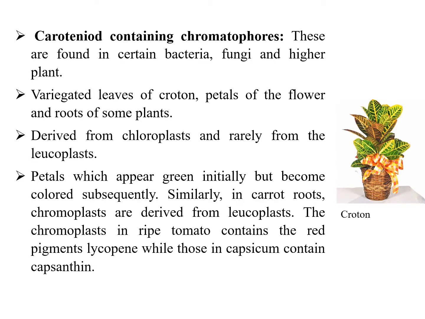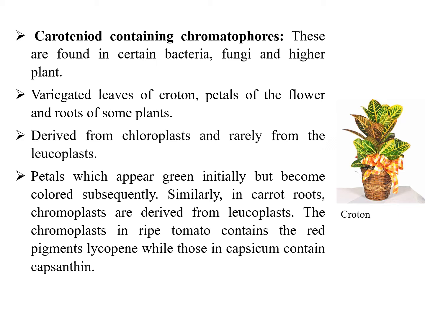Carotenoid-containing chromatophores are found in certain bacteria, fungi, and higher plants. In higher plants, yellow, orange, and red carotenoids are present in parts such as variegated leaves of Croton, petals of flowers, and roots of some plants. These are derived usually from the chloroplast and rarely from the leucoplast.